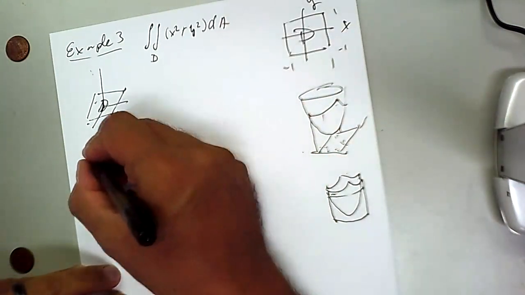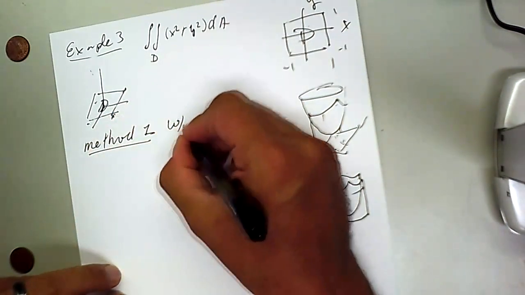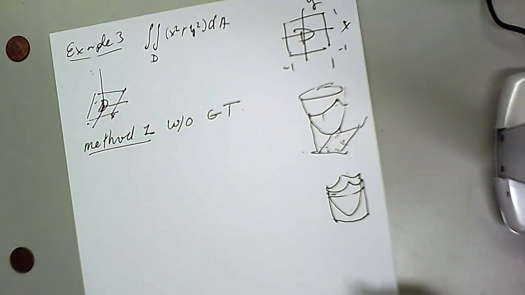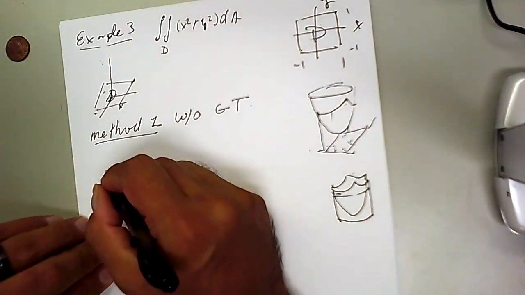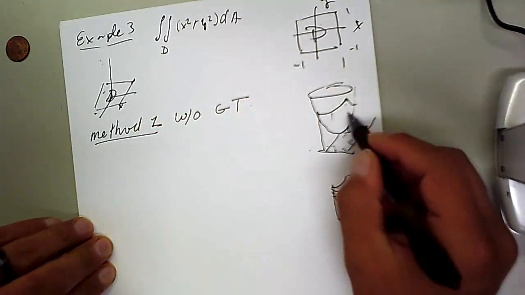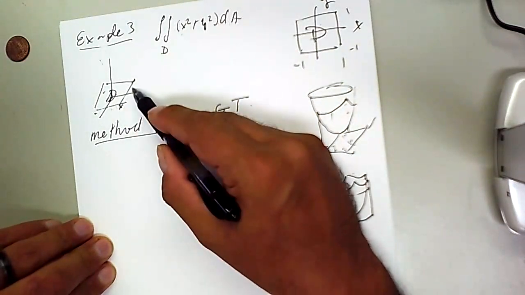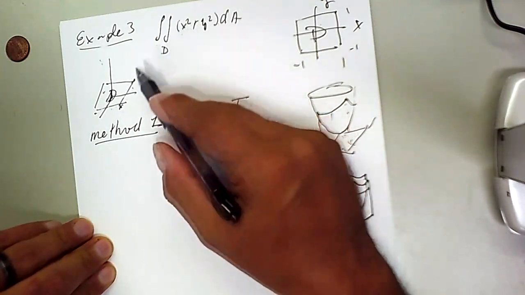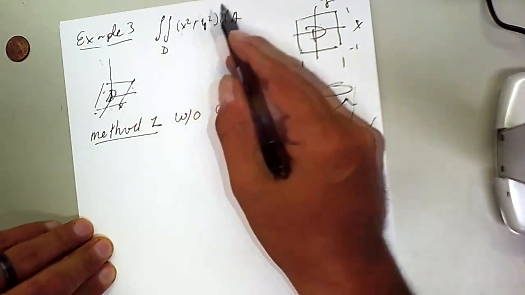So method 1, that is without Green's theorem. I'm going to put GT for Green's theorem. So without Green's theorem, I'm going to use symmetry. This is totally positive, and it is symmetric with respect to the x and the y. So if you go on the negative axis, that's not going to affect this output. On the negative y's, nothing is going to be affected whether you go on the positive or negative.